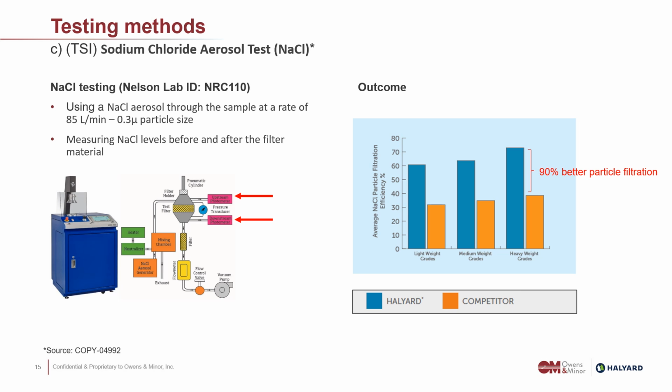And you see here, you can't count salt particles in a log reduction, but this is counted in percentages of efficiency. We are more than 70% efficient here for the heavy grades, whereas the competitive material is somewhere, I would say, close to 40. So we have a 90% better particle filtration.